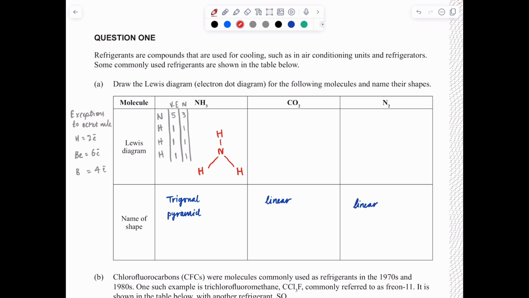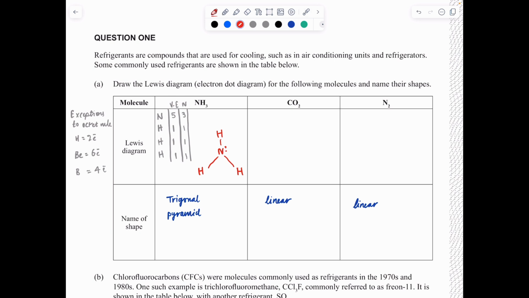Now the last step is to make sure that each of these atoms is satisfied with enough electrons. So nitrogen, does it have 8 electrons around it? Well, let's have a count. Remember, these bonds are worth 2 electrons. So I've got 1, 2, 3, 4, 5, 6. No, that is not enough. So we have to add lone pairs of electrons, which I'm just going to add over here. Okay, so now we have 8 electrons around nitrogen.